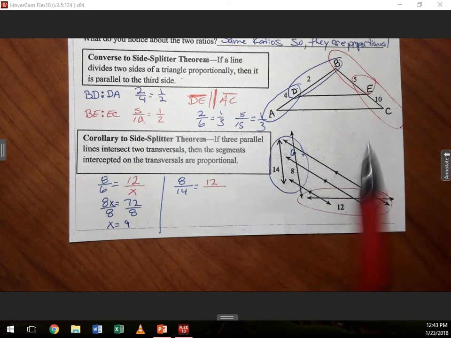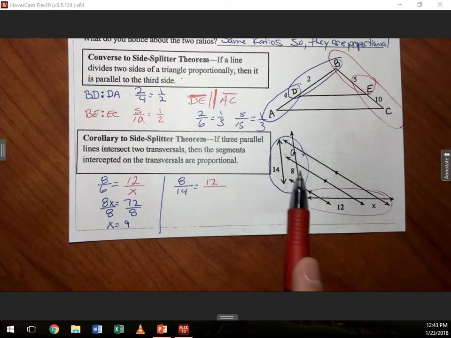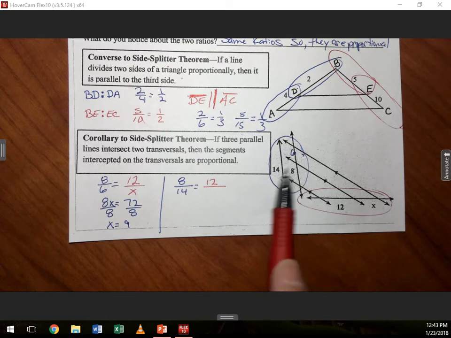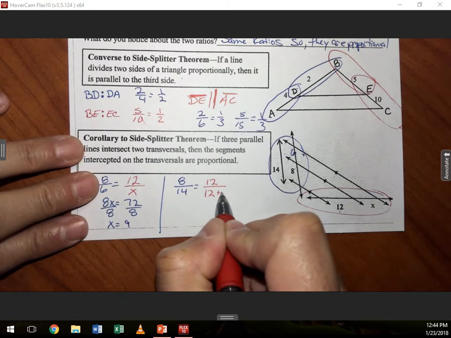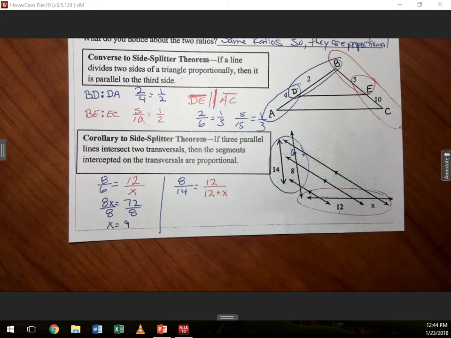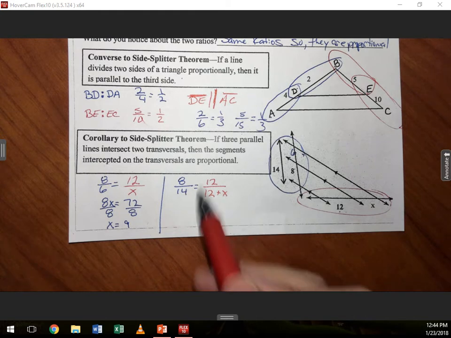So for this one, if I didn't have the 14 here, what would I do with these two? Add them together, right? Okay. Now, do I have the whole thing here? Say no. So what am I going to do? Add them together. Just add them together. So it's going to be 12 plus x. There we go. Does that make more sense there? Okay, so now I have the 12 plus x.